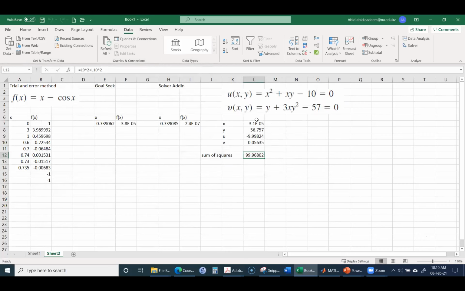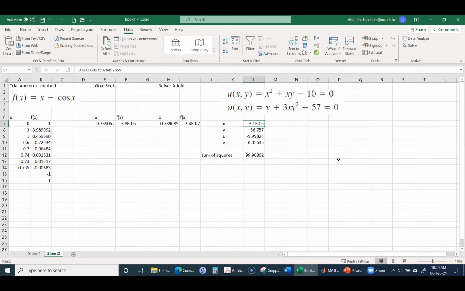Let's see what solution the Solver has provided. The value of x is 3.1 into 10 to the power minus 5. The value of y is 56.5757. But using these two values, the sum of the squares is 99. The value of u is minus 9. The value of v is 0. Okay. The value of v is close, but the value of u is not close. So this means that the solution which we have obtained is not correct.